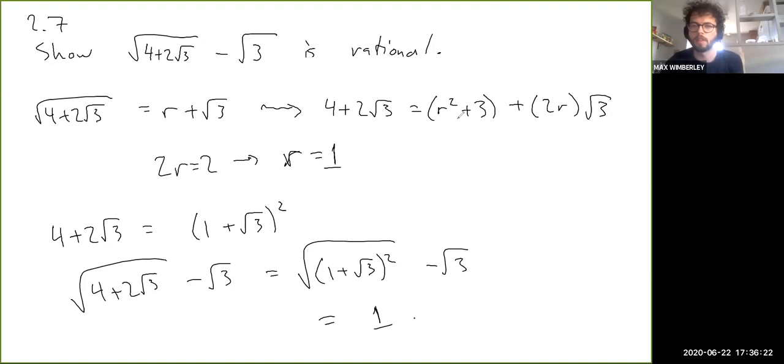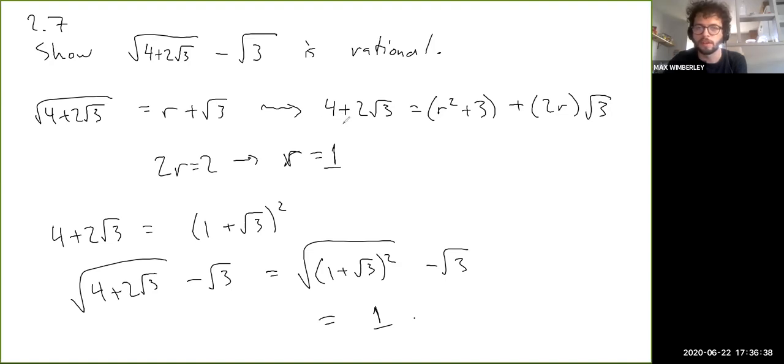But anyway, that's the gist. The cheap solution here would just be to notice off the bat that 4 plus 2 square root of 3 equals 1 plus square root of 3, squared. But who's going to see that, right? So that's kind of why I did it this way.